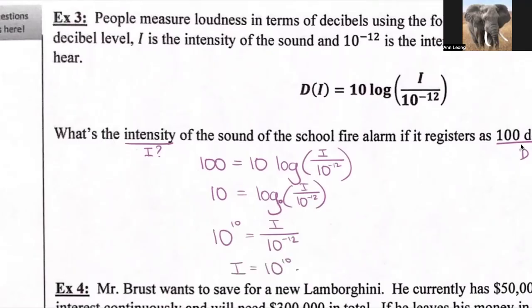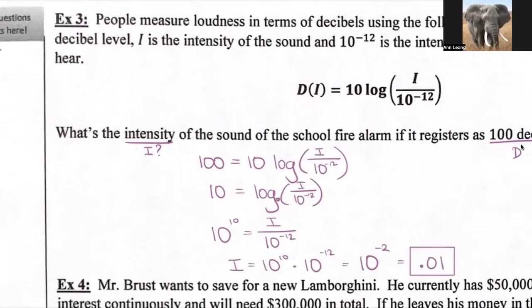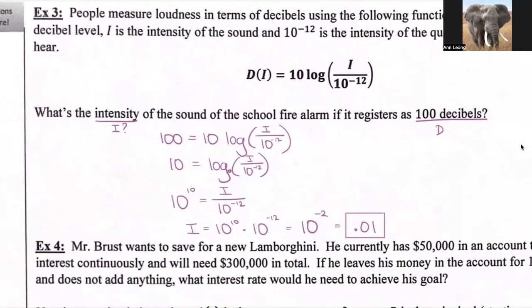So 10 to the 10th times 10 to the negative 12. Same base, so add those exponents, and you get 10 to the negative 2, so 0.01. So that's a 0.01 intensity, which doesn't sound very intense. I feel like our fire alarms are a lot louder than that seems.